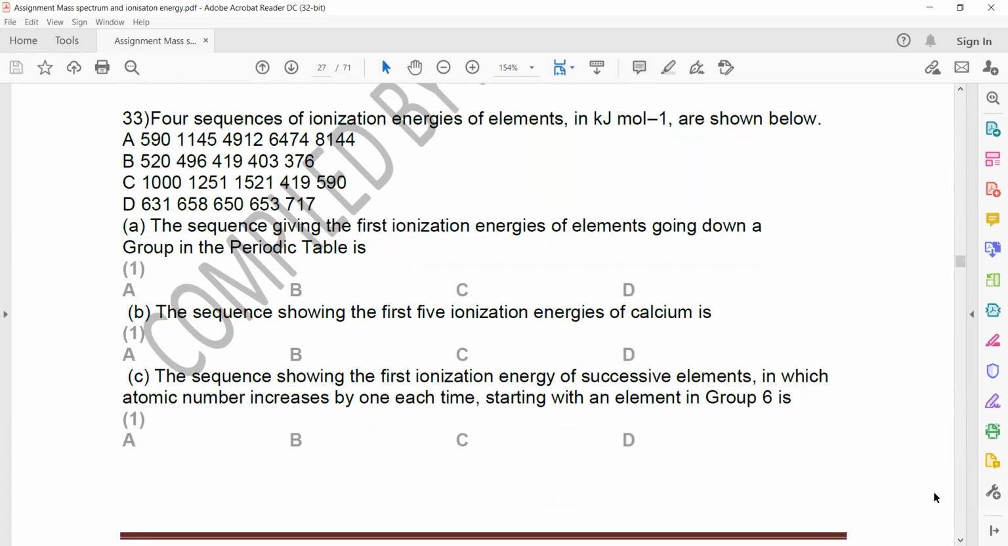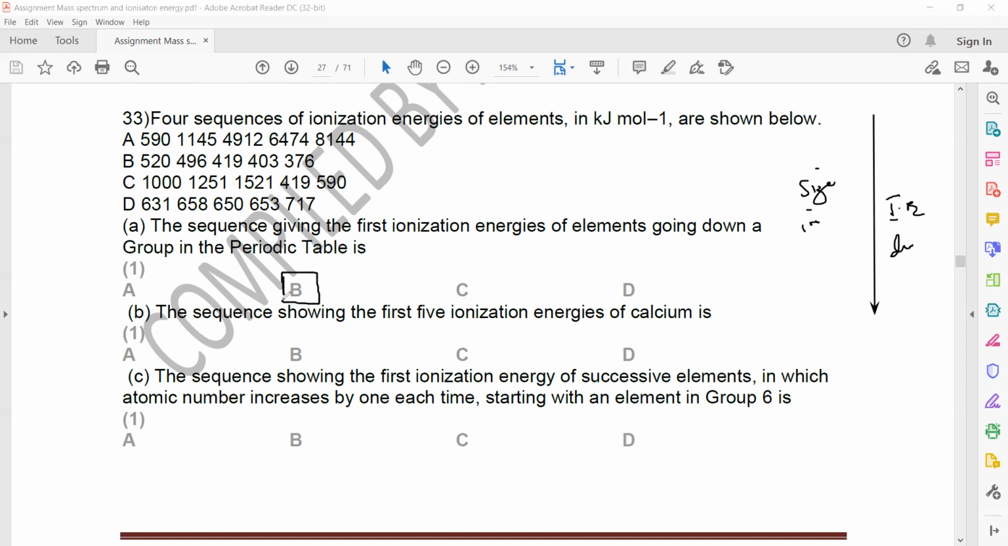Then 4 sequences of ionization energies are given. The sequence which gives the first ionization energy of elements going down the group. So when we go down the group, the size increases, so as the size increases down the group, the ionization energy will decrease. So which pair is representing the decrease in ionization? Continuous decrease in ionization. When you check option B, it is a continuous decrease, so that's why B will be the right answer.